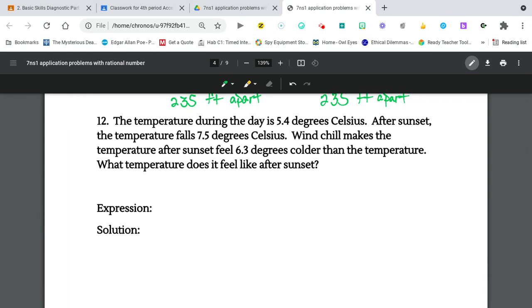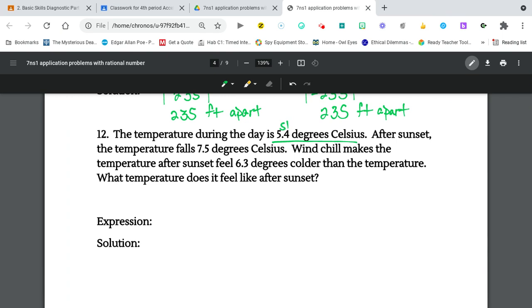And it says the temperature during the day is 5.4 degrees Celsius. So that's where it starts. After sunset, it falls 7.5 degrees Celsius. If it's falling, it's going down, guys. But then the wind chill makes the temperature after sunset feel 6.3 degrees colder than the temperature. So it makes it feel even colder. So that's even less. What temperature does it feel like after the sunset? Okay. Just looking at what it feels like.